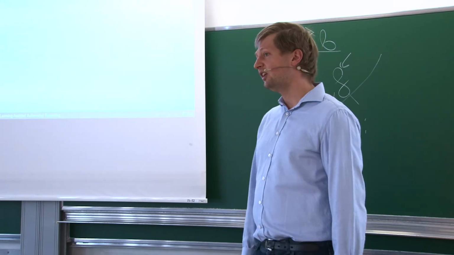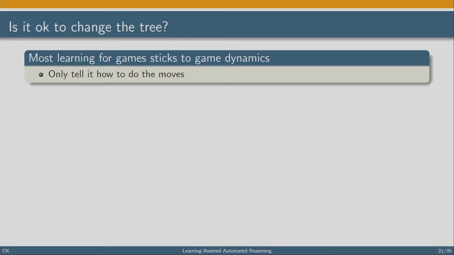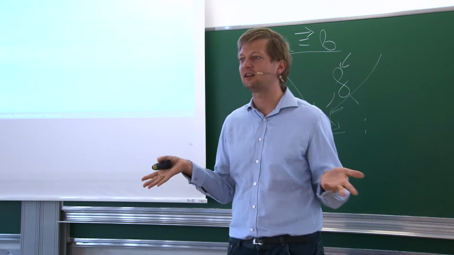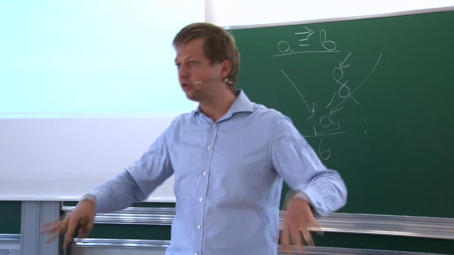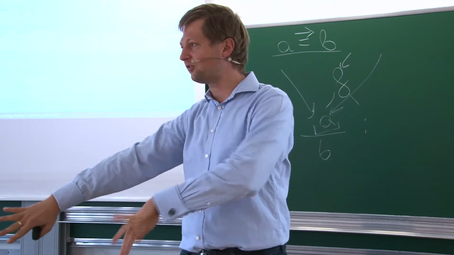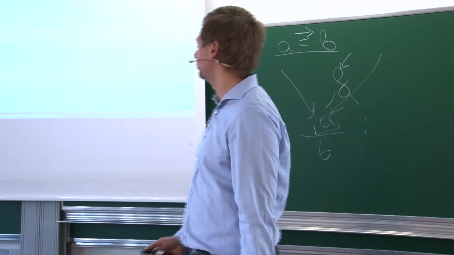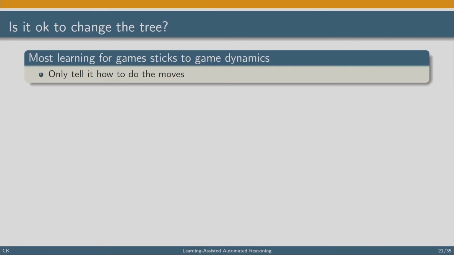And this is clear from our point of view, but is it fine? Is it fine to change the game dynamics? If you think about machine learning done for something like chess or Go, you're not changing the way the moves are done. A human still plays in a certain way. These were the moves that the human made. We were still making the same moves. So most games stick to game dynamics, only tell it, well, do this move.